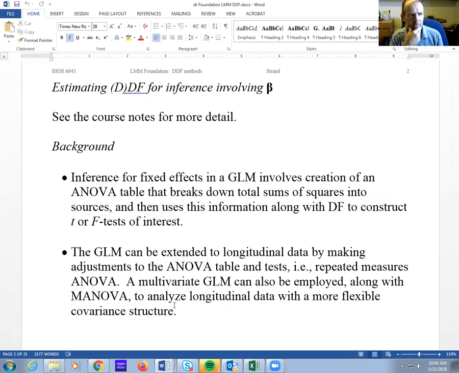So we talked about this: if we're doing inference for fixed effects in a general linear model, what we typically do is make an ANOVA table and break down the total sum of squares into sources. Then we use this information along with degrees of freedom to construct T or F tests. And we can extend the GLM to longitudinal data by making adjustments to the ANOVA table and tests. We call that repeated measures ANOVA.